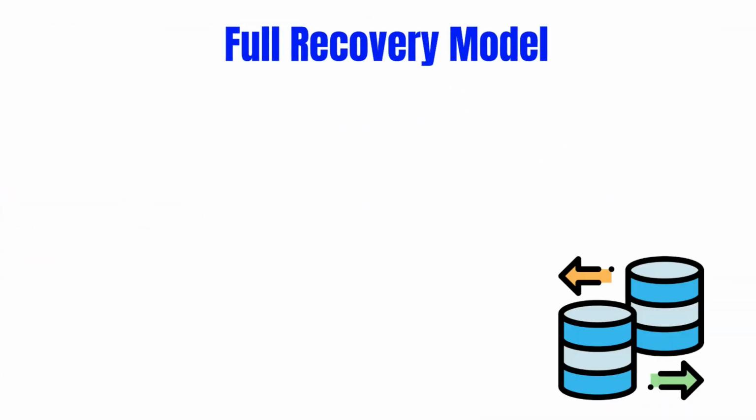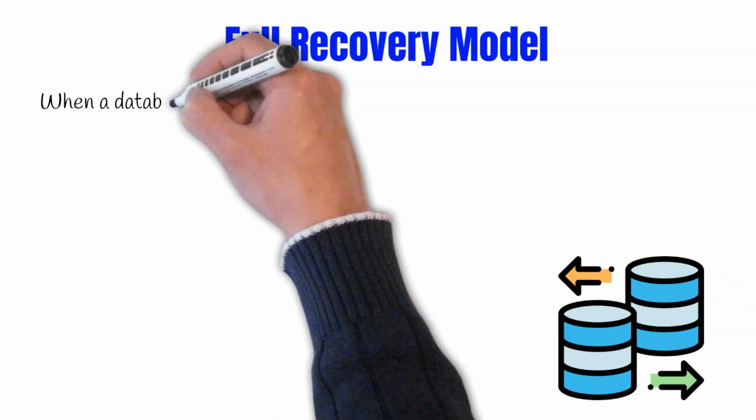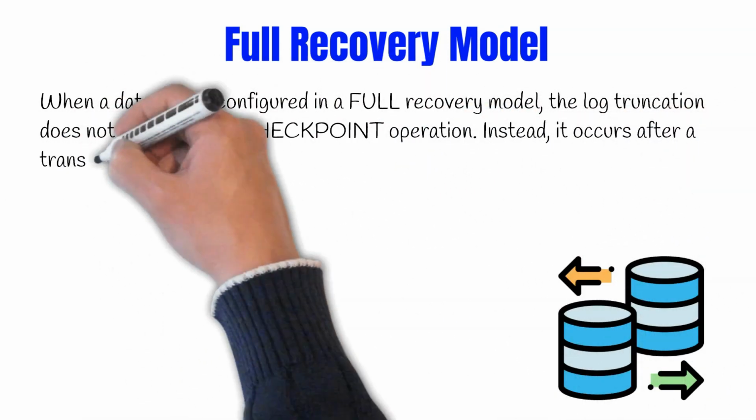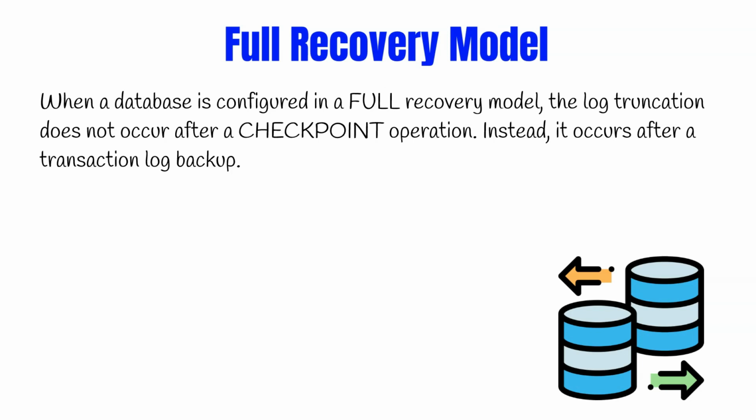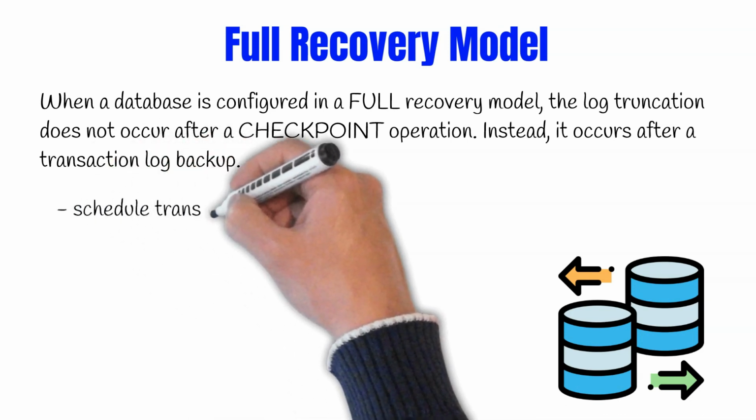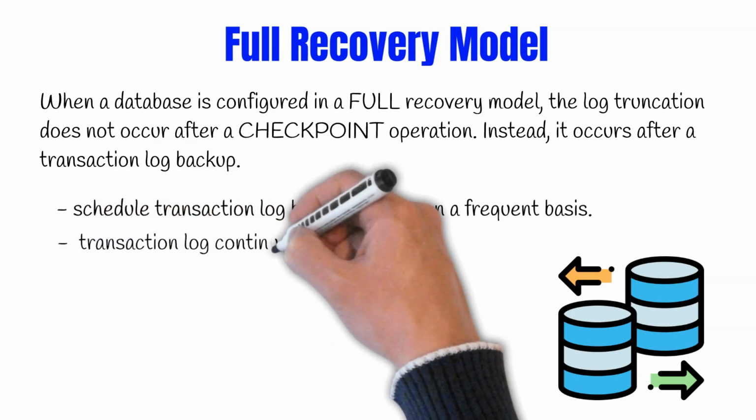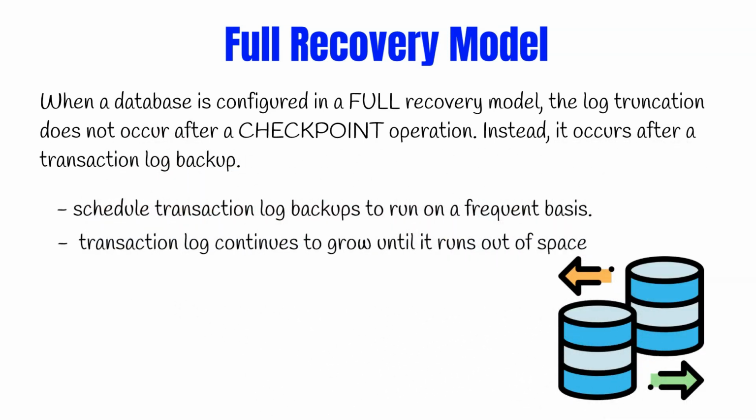If the database was running in a full recovery model, your transaction log would be running out of space very often. When the database is configured with full recovery model, the log truncation does not occur after the checkpoint operation. It occurs after the transaction log backup, as long as a checkpoint operation has occurred since the previous transaction log backup. This means that you must schedule transaction log backups to run on a frequent basis. Failing to do so not only leaves your database at risk of not being recoverable in the event of a failure, but it also means that your transaction log continues to grow until it runs out of space and a 9002 error will be thrown.